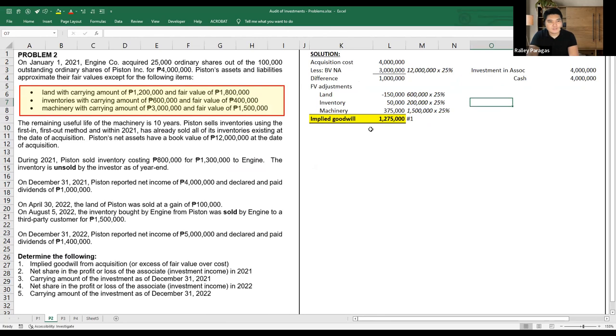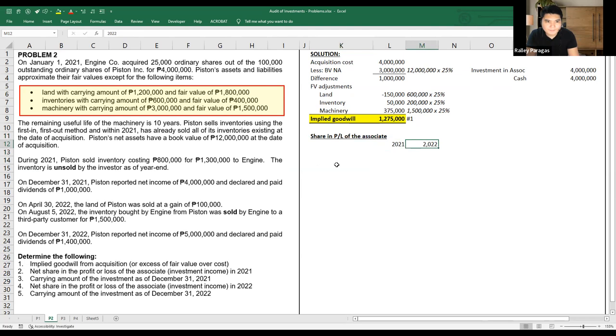Number two, sabi natin, i-group na natin yung number two and four, no? Net share in the profit or loss of the associate in 2021 and in 2022. So share in the profit or loss of the associate, yan, madali na lang. Ito na yung last problem natin. And then I think we can already wrap up. So 2021, 2022. So isa-isahin na natin to.